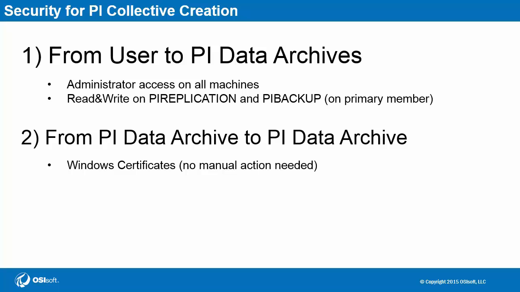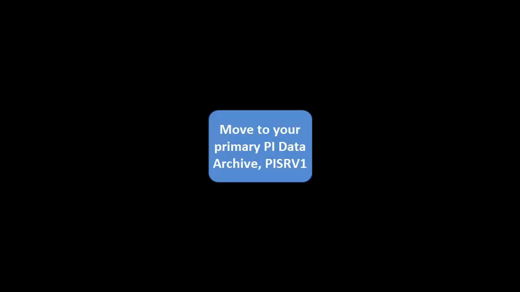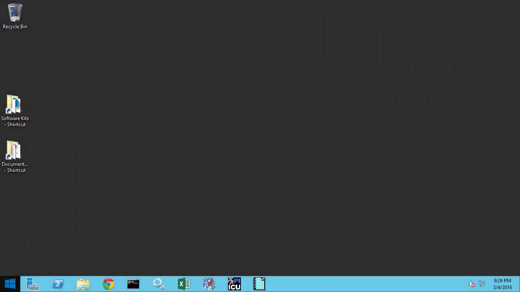All right, let's head on over to PyServ1 to begin. Here on PyServ1, let's review those required permissions and see if any have already been implemented. Firstly, we need to have Windows administrative privileges on this machine. We can verify this by looking at this computer's local users and groups.